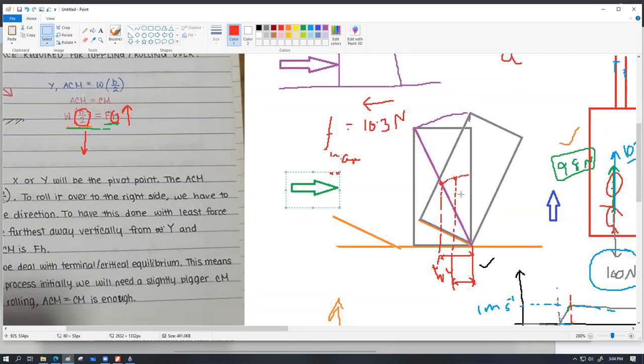Sir, what will happen if the weight is exactly on top of y? At that scenario the moment on the object should be zero. I mean, the moment available from this, in this case it can be balanced. Yeah, it will be balanced. Yeah.